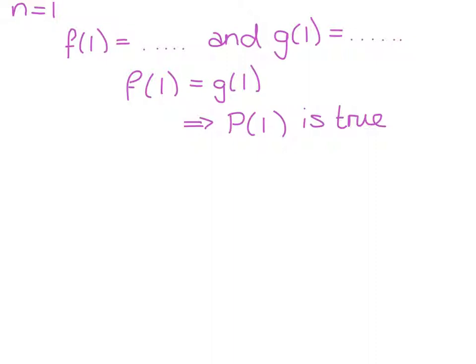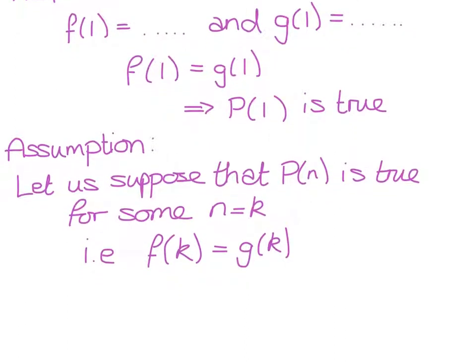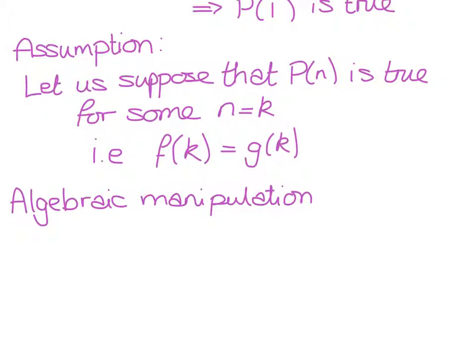Then we need to make an assumption. So let us assume that Pn is true for some n equal to k, i.e. we're saying that for some n equal to k, f of k equals g of k in this example. We would then want to do some sort of algebraic manipulation until we reach the result we want, which is that f of k plus 1 equals g of k plus 1.